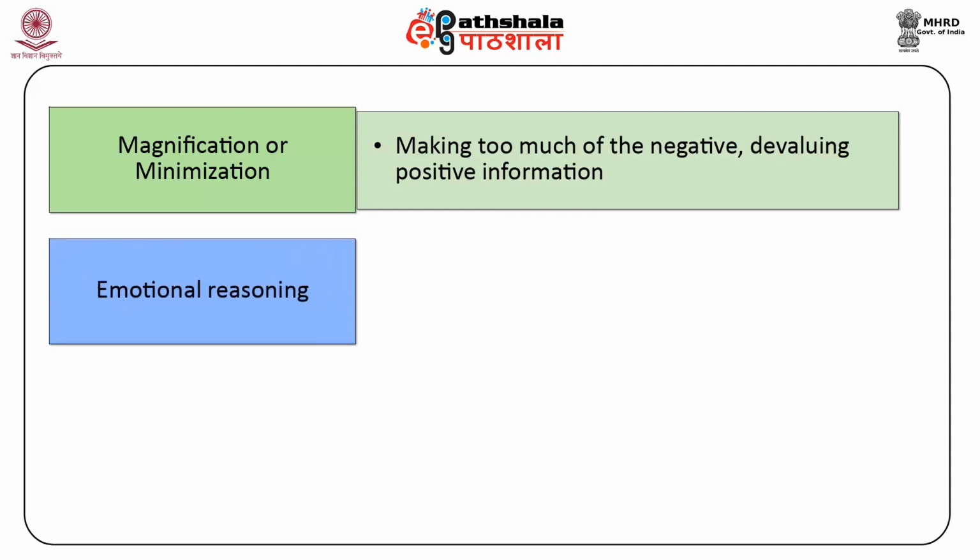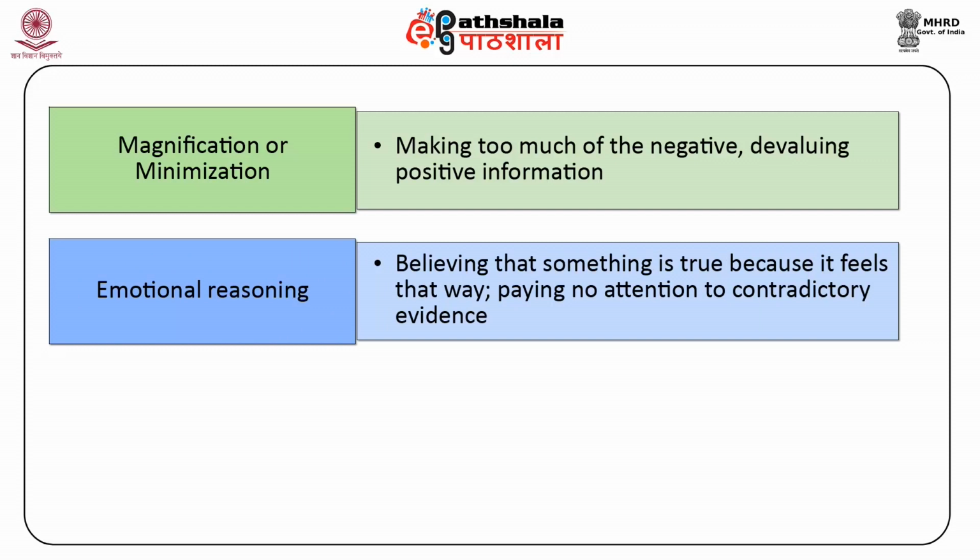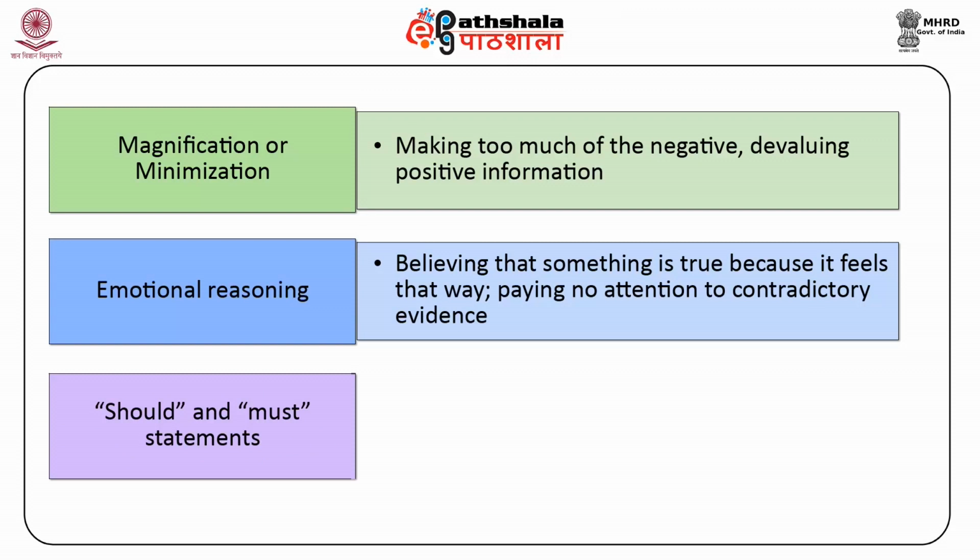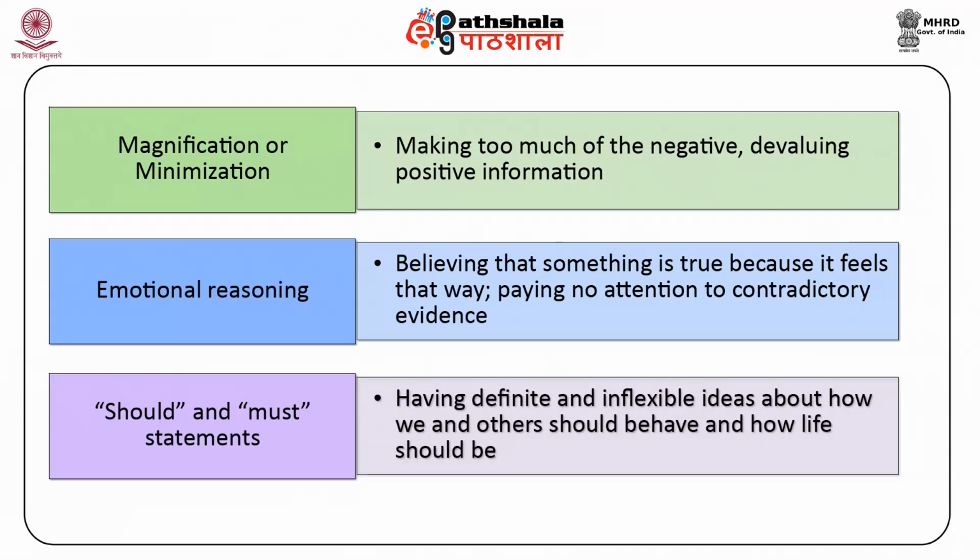Emotional reasoning. Believing that something is true because it feels that way, paying no attention to contradictory evidence. It just feels like this is my fault and no one can convince me that it isn't. Should and must statements. Having definite and inflexible ideas about how we and others should behave and how life should be. I should never have let Kailash get his driver's license. I should have made sure I met all his friends. I should have been a better mother to him.